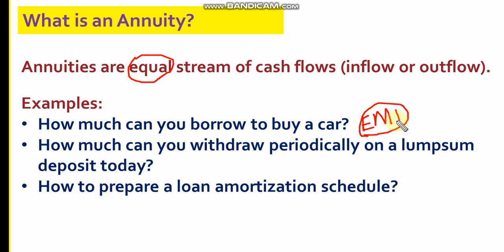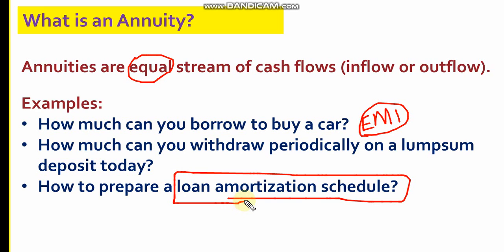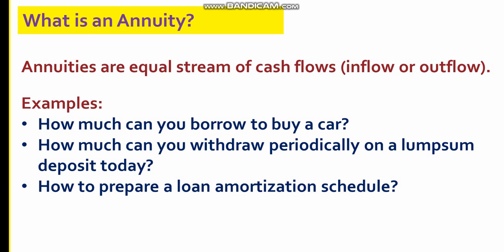Suppose you are planning to see how much time it will take to repay your loan. You are preparing a loan amortization schedule. Loan amortization means repayment of the loan, and if the repayment happens by paying an equal amount, then these equal amounts are called annuities. So essentially an annuity means an equal stream of cash flow. It can be cash inflow, it can be cash outflow. How do you solve it?